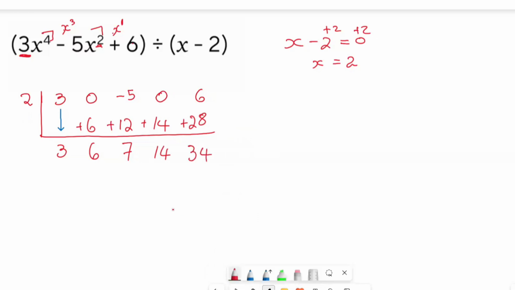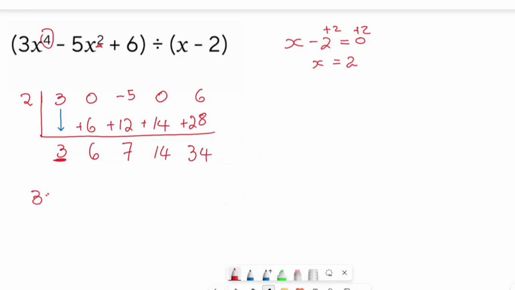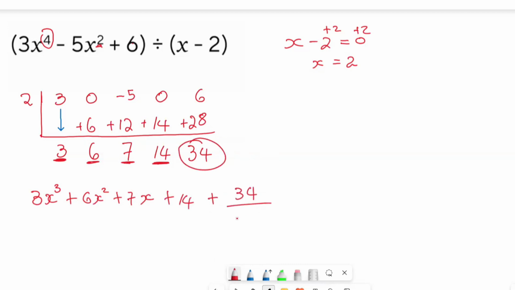34. So remember that in the beginning we were dividing a fourth power polynomial, which means that now we're at the third. So this is the coefficient for the third, so this is 3x to the third. This is the coefficient for the second, plus 6x squared. This is the coefficient of x, plus 7x. This is our constant, plus 14. And this is the remainder, and it's positive, so it's going to be plus 34 over x minus 2. And this is our response.